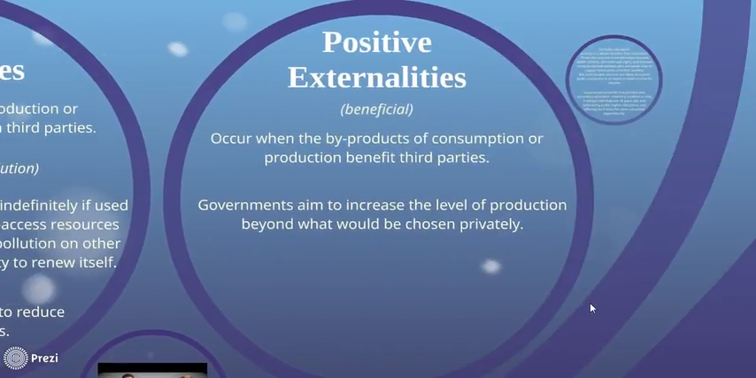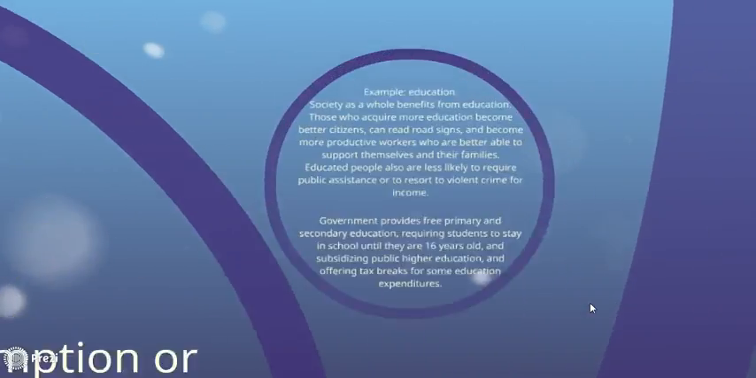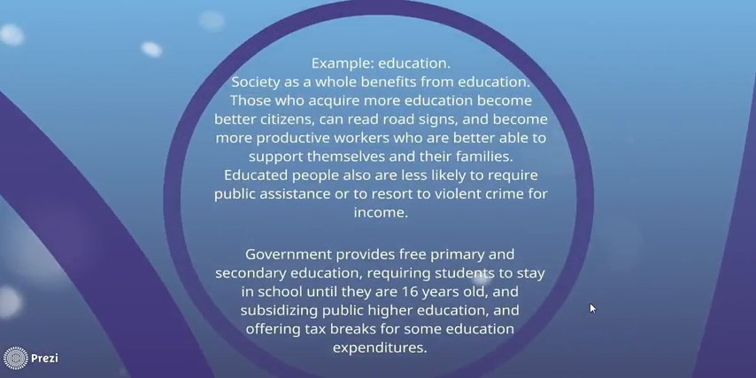Positive externalities are beneficial. They occur when the byproduct of consumption or production benefits third parties. Governments aim to increase the level of production beyond what would be chosen privately. There's a paragraph in the book that talks about education, and that's what I'm going to read through now. It might all be summarized here, but I'm going to go straight to the book so I don't miss anything. I'm on page 81 if you've got a book in front of you.